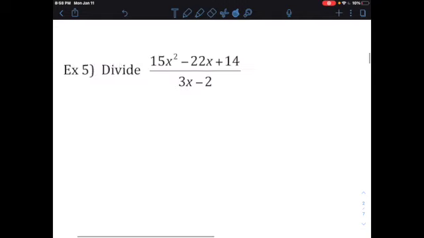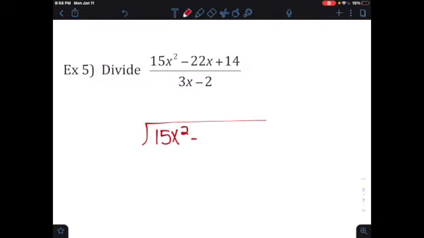Example number 5, that's going to be 15x squared minus 22x plus 14, and 3x minus 2 on the outside. So now what you have to do is you need to decide: 3x times what gives you 15x squared.